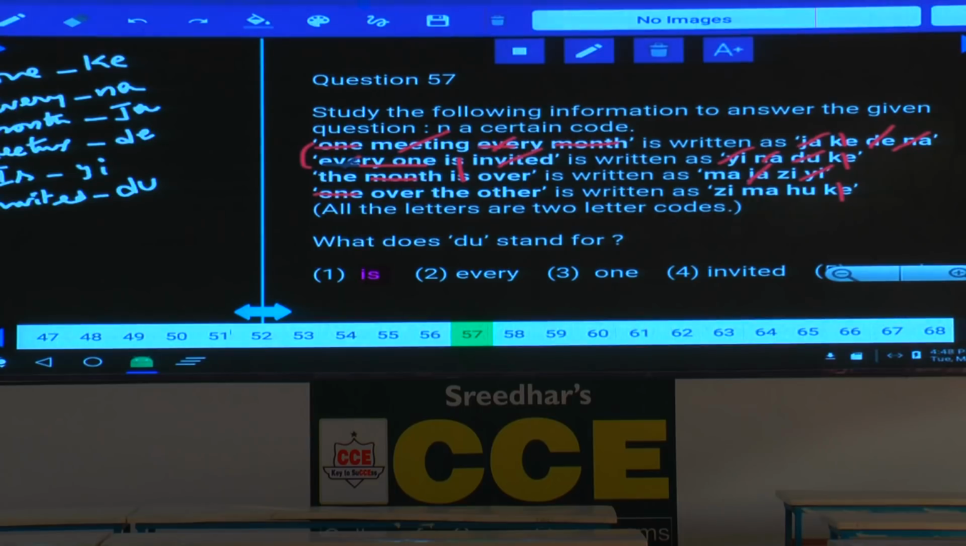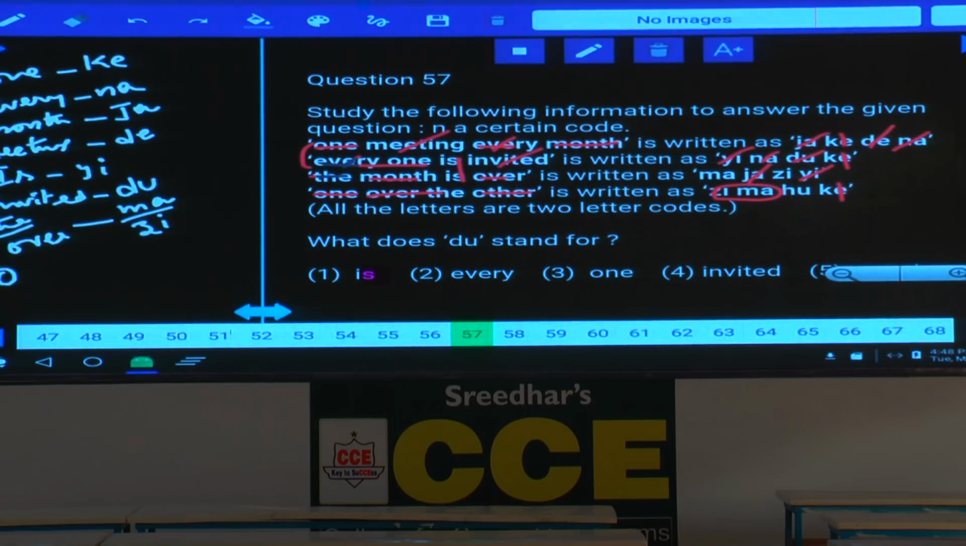Then if you compare the third and the fourth, the words "and" and "over" are the two words which are common. Then two codes will be common, and the individual codes for these two words cannot be identified, so the codes can be either ZI or MA in any order, isn't it? ZI and MA. Then in the fourth one, what is the other thing left over here? Only the word other is left over, and the code which is left over is HU. Now these are the words and their corresponding codes.